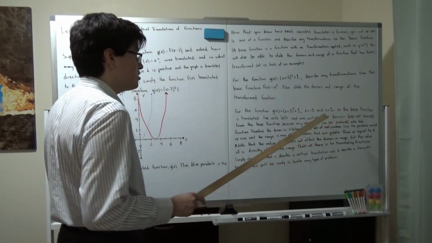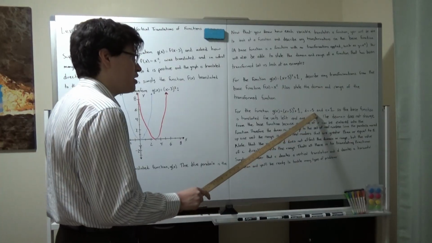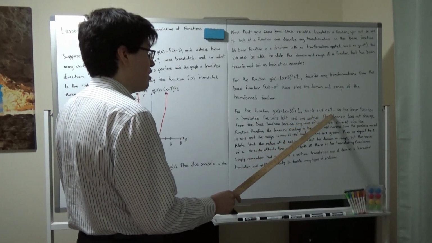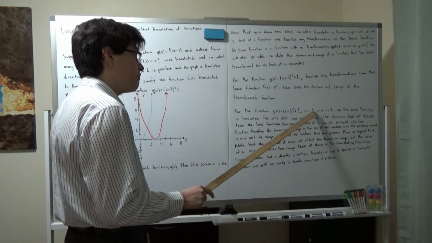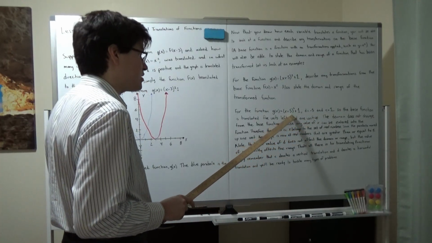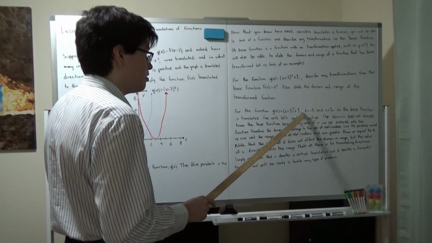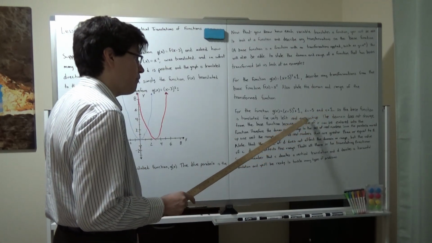So the base function is translated 5 units left and 1 unit up, because d is negative 5 and c is equal to 1. Again, d is equal to negative 5 because if we expand this, we have x minus negative 5. And c is 1 because we only have the 1 tacked on.